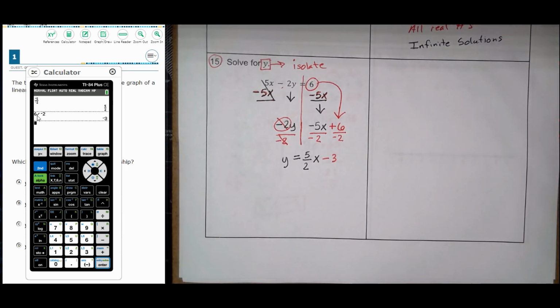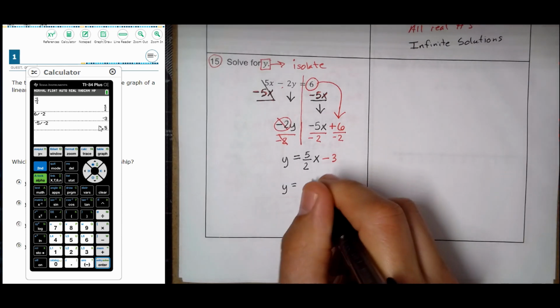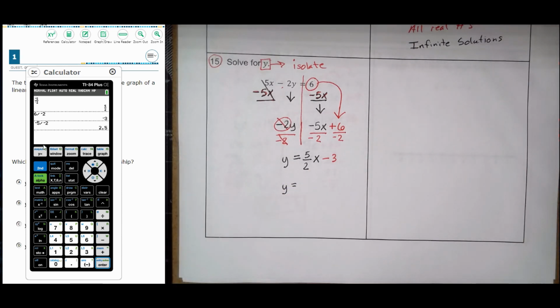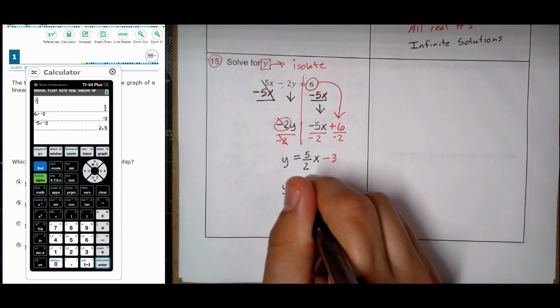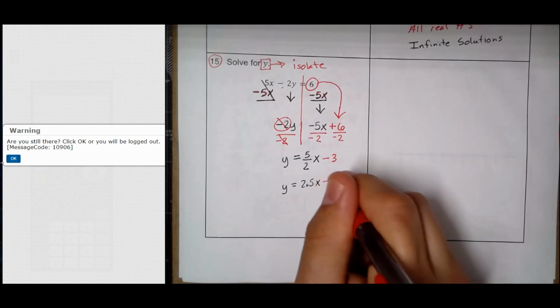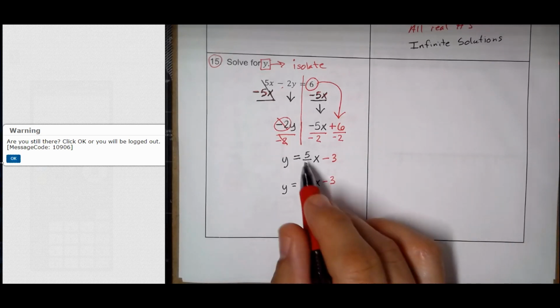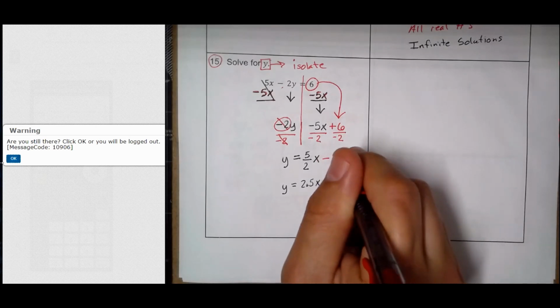Now just like you see me using this regular divide sign, I could have gone negative 5 divided by negative 2. The only reason I didn't is because then it just gives me a decimal. And not that the decimal is wrong. In other words, whether you have y equals 5 over 2x minus 3, or whether you have y equals 2.5x minus 3, honestly, they're the same thing. Unless your teacher tells you you have to leave it as a fraction, it doesn't really matter which one you write.